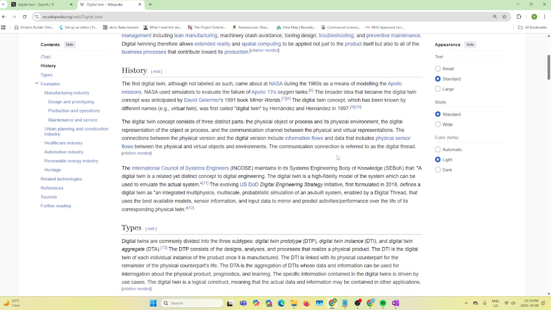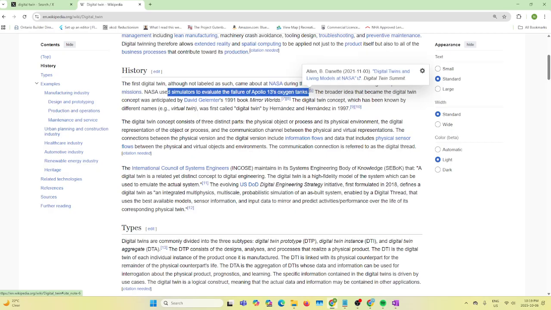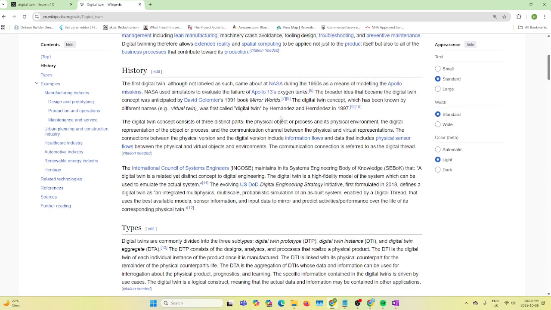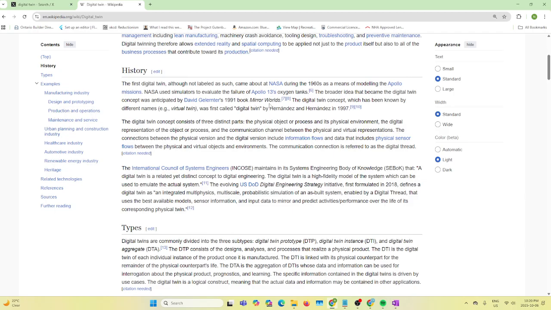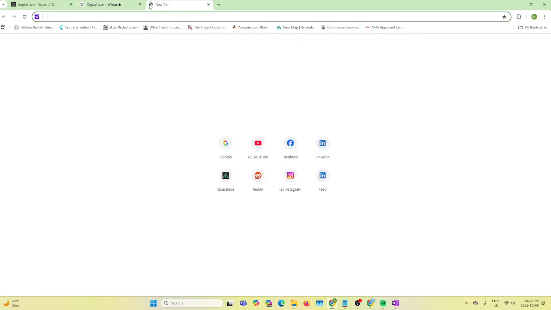Okay, well, that's an interesting take. It was used to evaluate failure. Okay, and then the broader idea that became the digital twin concept was anticipated by David Gelernter's 1991 book Mirror Worlds. The digital twin concept, which has been known by different names, like virtual twins, was first called digital twins. Okay, curious what this is about. Mirror Worlds. Let's find out.